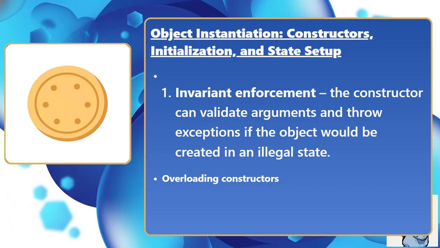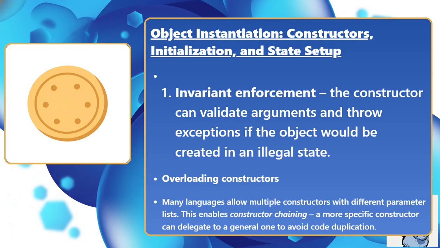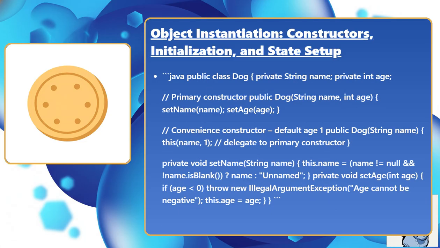Overloading constructors. Many languages allow multiple constructors with different parameter lists. This enables constructor chaining. A more specific constructor can delegate to a general one to avoid code duplication. Java code defining a class Dog with private String name and private int age. The primary constructor takes a String name and an int age, calls setName with the name and setAge with the age. The convenience constructor takes only a String name and delegates to the primary constructor with age 1.